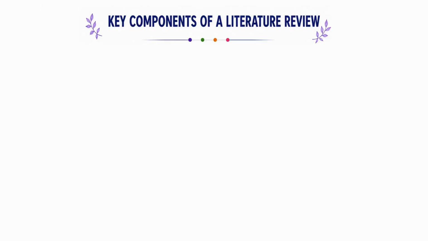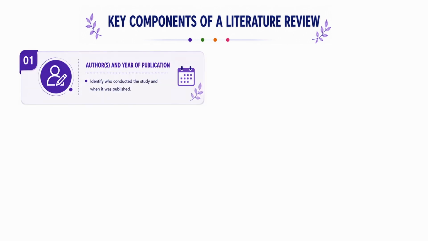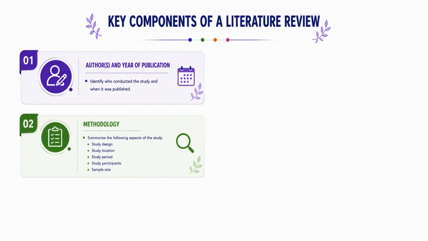Okay, now we will go through the key components of a literature review. So when you download the articles, you make sure that you note down these important pieces of information: author and year of publication. Second one, methodology of the study. So you check what is the study design used in that article. What is the location of the study, study period, study participants, and sample size. So all these things you note down.